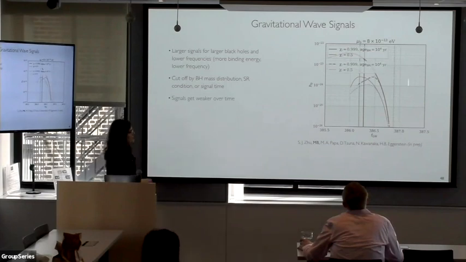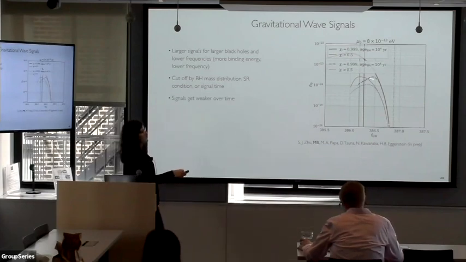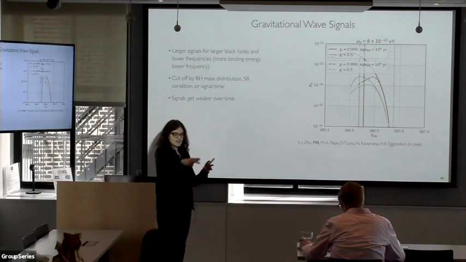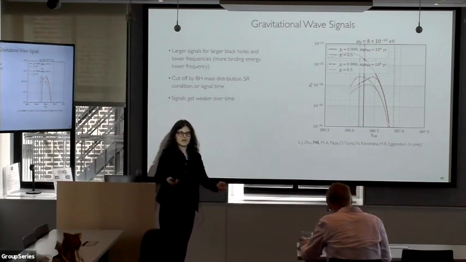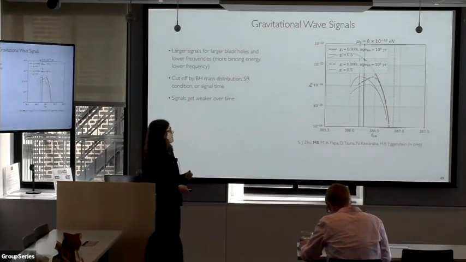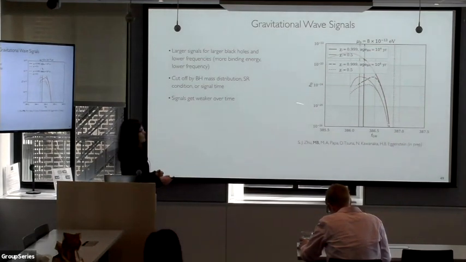If you take an older black hole, the strains decrease simply because the gravitational wave emission is slowly dying off as all the axions are annihilating away into gravitational waves. So it's better to be looking for younger black holes.